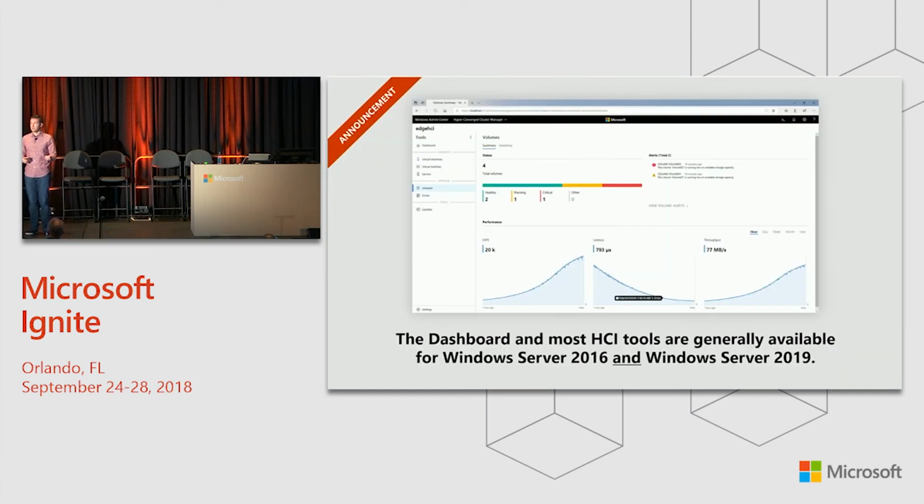An announcement that we get to make here at Ignite this year is that the dashboard and most of these tools for hyper-converged infrastructure, which have been in preview for a while now, are now generally available, and they're available for both Windows Server 2016 and Windows Server 2019. So you can go and download it. As Daniel said, it takes very little time. It's like 5 minutes, and you can get this up and running. And if you have a hyper-converged cluster, whether it's running 2016 or 2019, you can use this to manage it. And we're continuing to add capabilities for both versions, although, of course, some things we can only add for 2019 if it requires platform support.